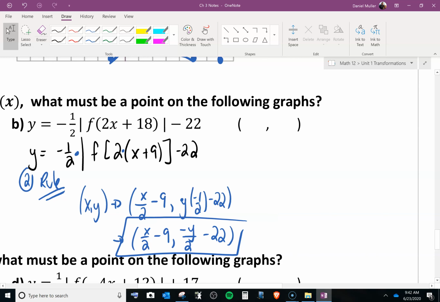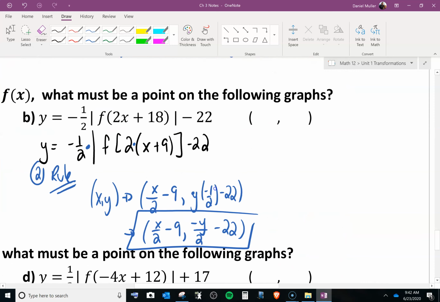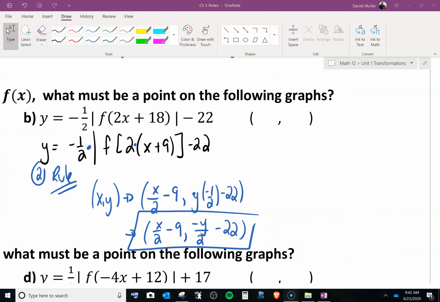And now I need to take my x value, which I've already forgotten. Was it an 8? 8 and 6. So take my 8, cut it in half, it's 4. 4 minus 9 is going to be -5. And then 6, so this is a -6. -6 over 2 is -3. -22 is -25.